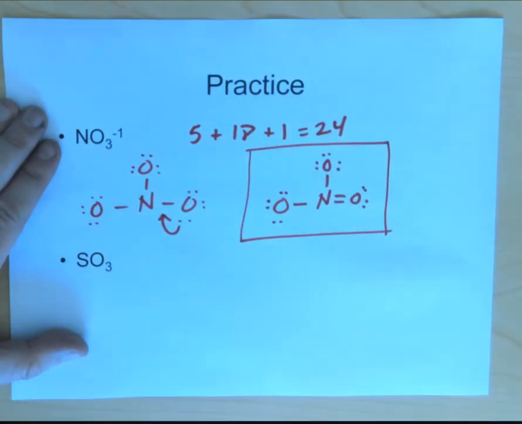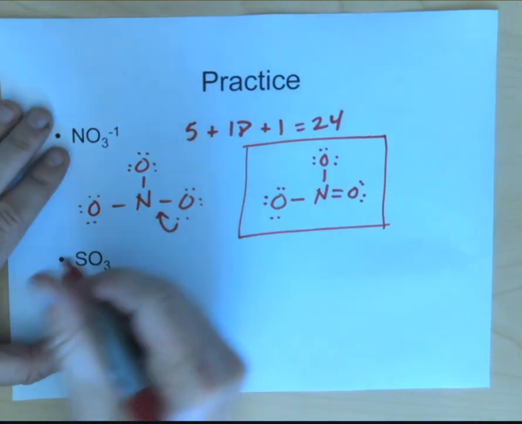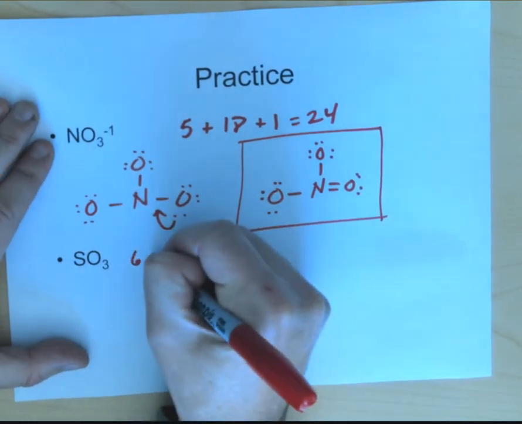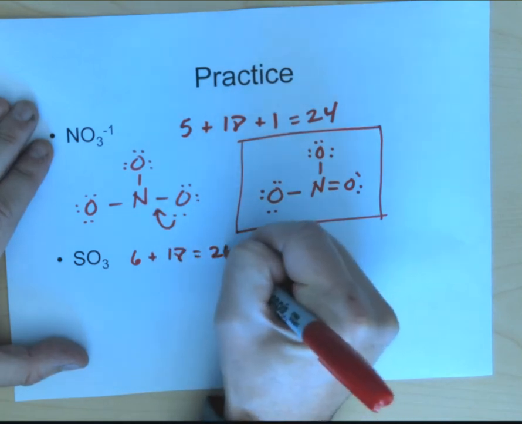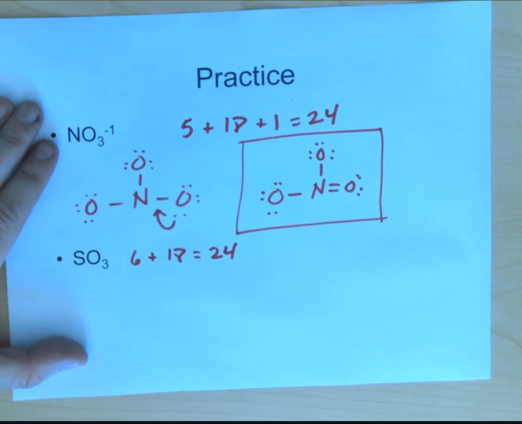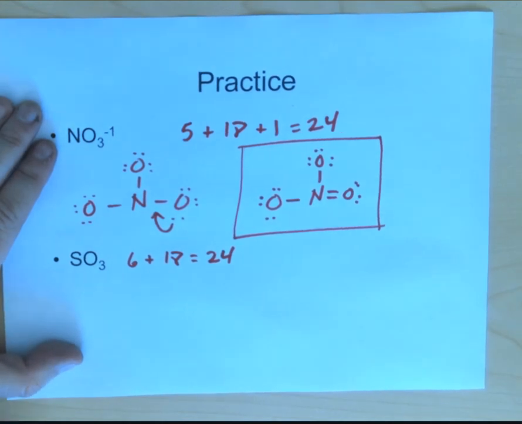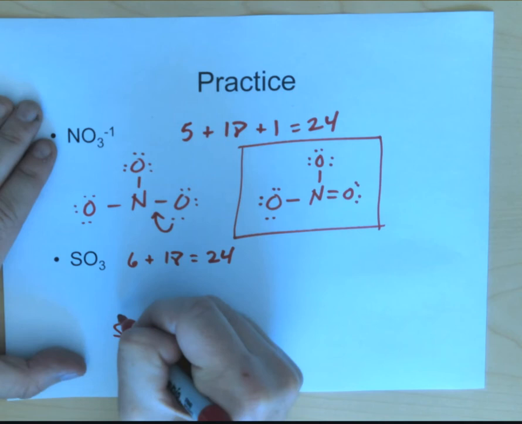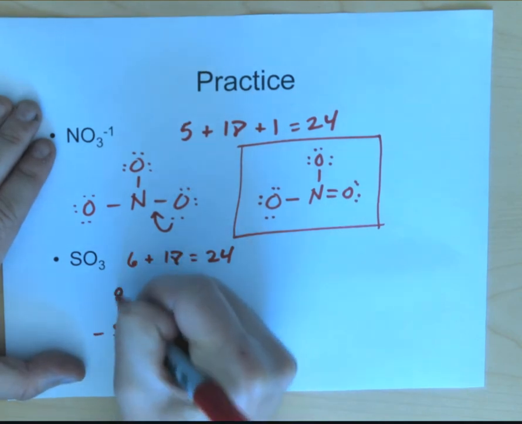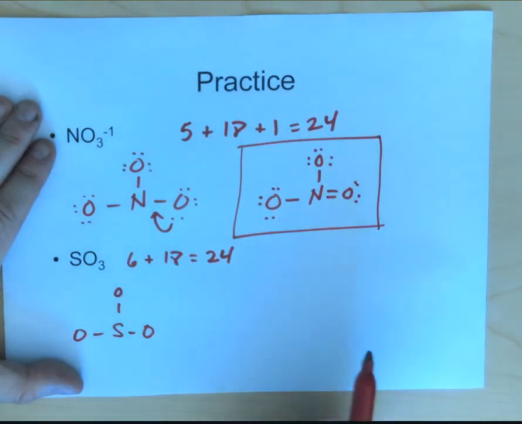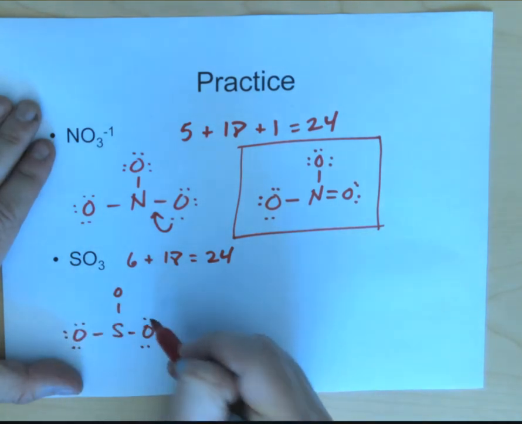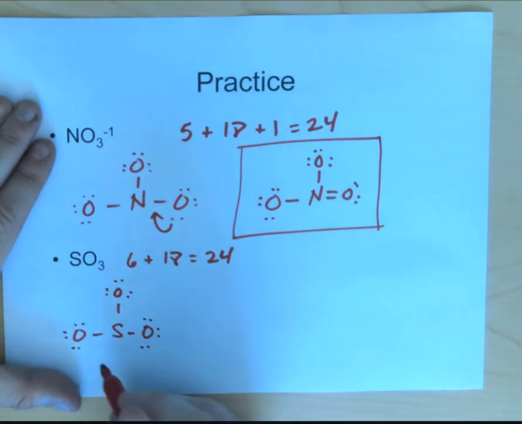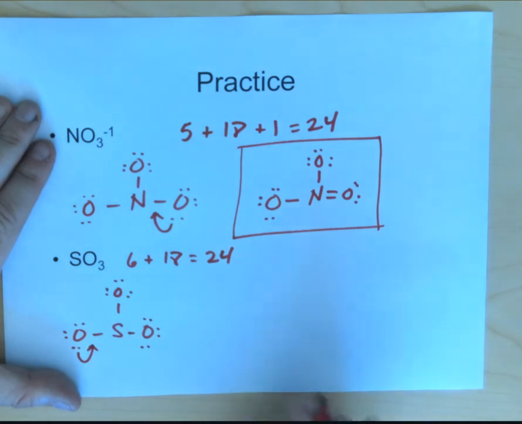And finally, sulfur trioxide. There are 6 valence electrons in sulfur, plus the 18 from the 3 oxygens. That's going to give us a total, again, of 24 electrons. I bet you can see where this is going. We're going to put the sulfur in the middle, connect the 3 oxygens with single bonds. I have distributed 6 electrons so far, so I have to do 18 more. 2, 4, 6, 8, 10, 12, 14, 16, 18. Sulfur only has 6 electrons around it, so it's going to need a pair from that oxygen.